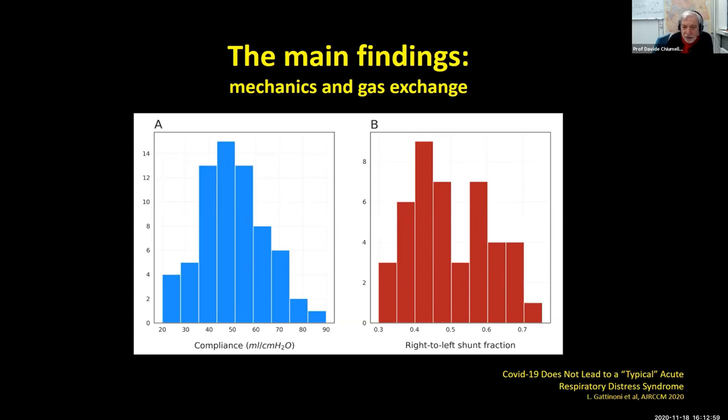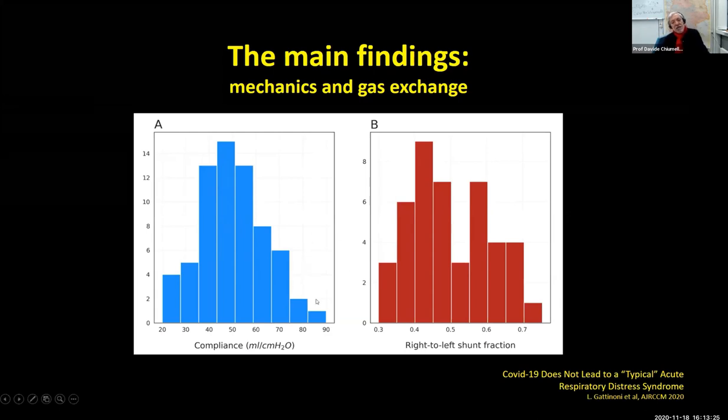Remember that ARDS was described in 12 patients, and the most significant advances in pathophysiology have never been done in studies with more than 20 patients. The maximum, I remember, was 40. Now, these were 16 patients, and 50% of them had a normal compliance, greater than 50, which in a supine patient are pretty normal values. And they were associated with deep hypoxemia, right-to-left shunt from 30 to 70%.